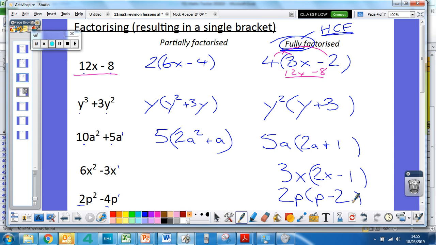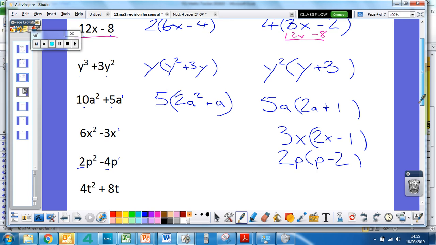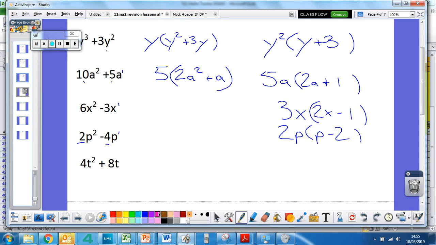And remember, at that point, if you want to check your answers, you very simply remultiply out your brackets. 2p times p, 2p squared. 2p times minus 2, minus 4p. And there you go. You can check yourself when you factorised by expanding the brackets and seeing if you get back to where you started from.